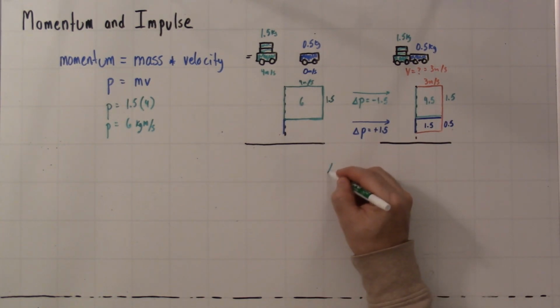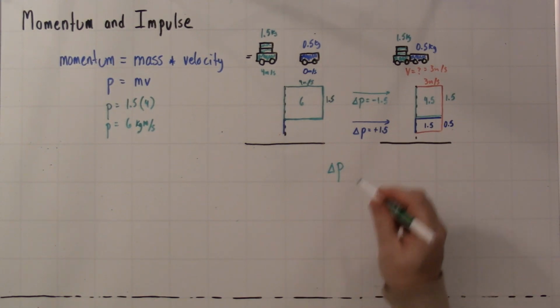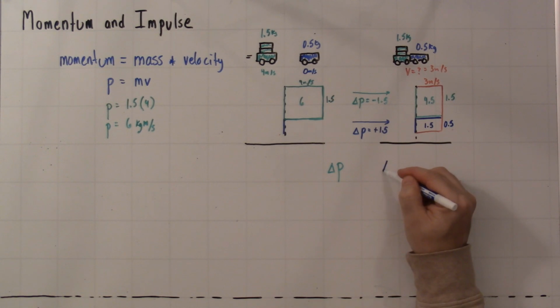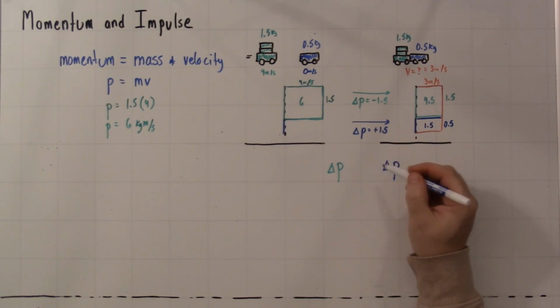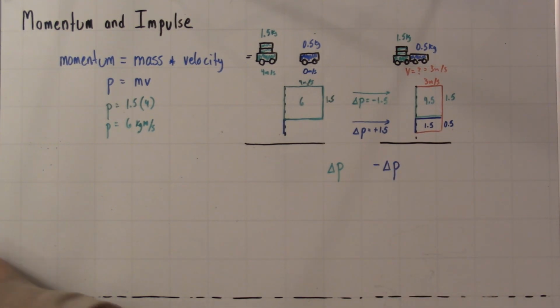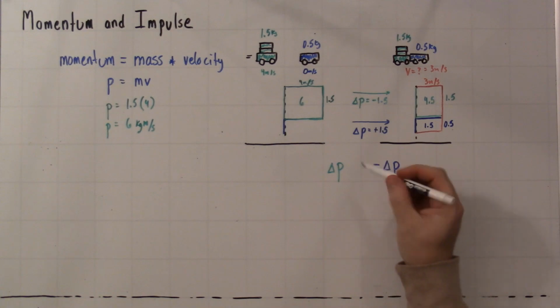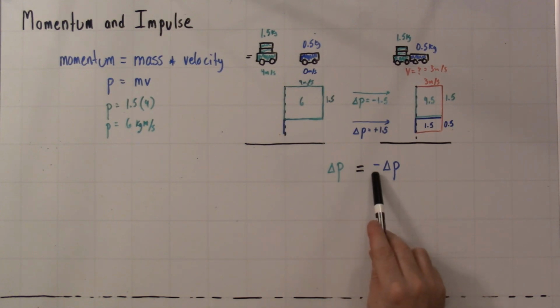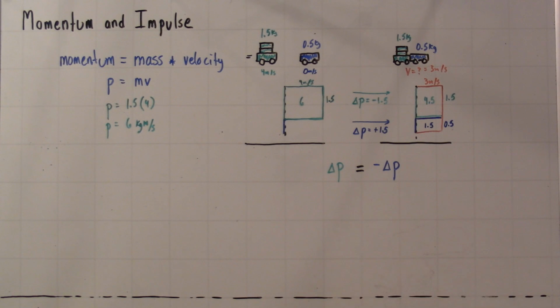So we know the total here has to equal the total here, which means that the change in momentum for the green car and the change in momentum for the blue car have to be equal and opposite. So whatever the green one lost, the blue one gained. And that's how the total amount can stay the same.